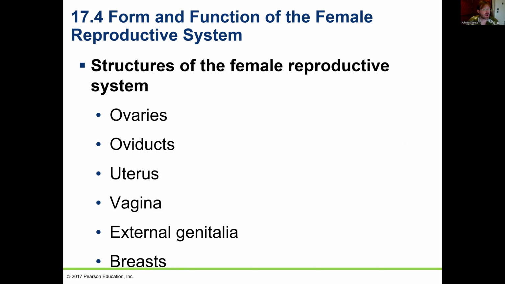And here, we're going to be moving on to the form and function of the female reproductive system. Structures of the female reproductive system are going to include the ovaries, the oviducts, the uterus, the vagina, the external genitalia, and the breasts.